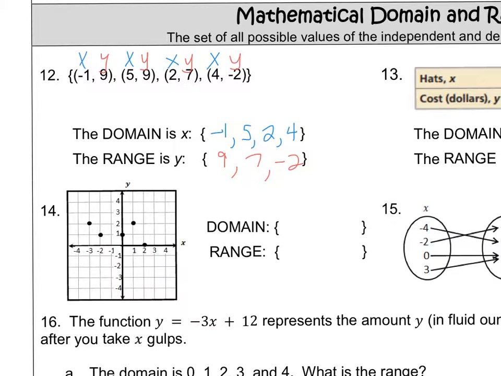Notice on the range values, the 9 repeated. I didn't need to write the 9 twice because I was just writing the values of my range, which I've already written 9 one time. It doesn't matter how many times it repeats.